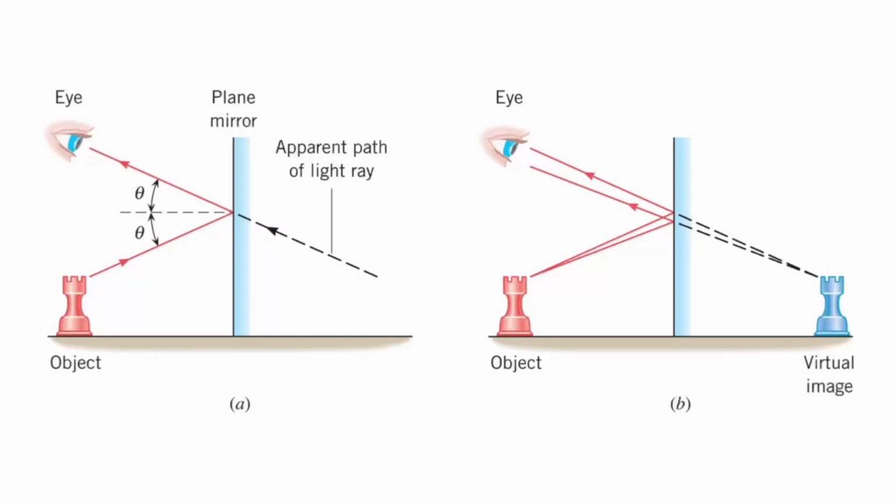Okay, so what have we talked about? We've talked about the normal. We talked about the law of reflection. We've talked about real versus virtual images. I want to talk about the nature of reflections very quickly, okay? Because there's a problem, right?